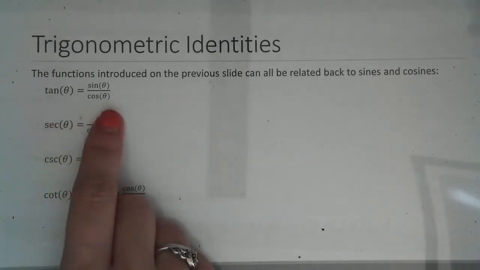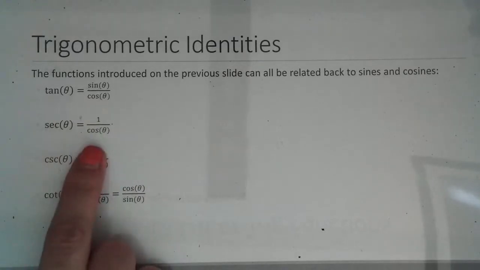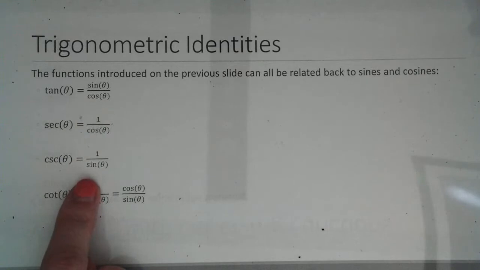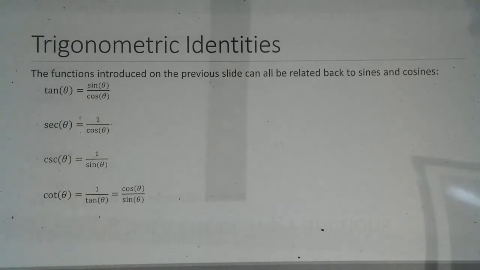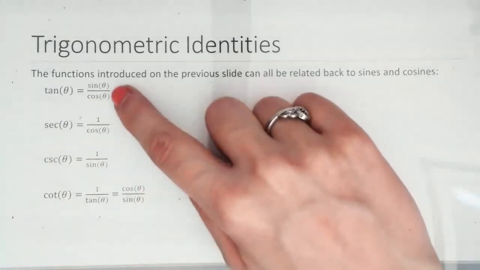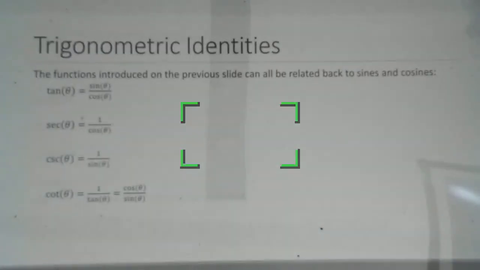So tangent of theta is equal to the sine of theta over the cosine of theta. The secant of theta is 1 over the cosine of theta, so that means it's the reciprocal of cosine. Cosecant of theta is equal to 1 over sine of theta, so that means cosecant is the reciprocal of sine. And then the cotangent of theta is 1 over the tangent of theta, which means it's the reciprocal of tangent. And if we flip the fraction that tangent is equal to, sine over cosine, we get that cotangent can also be written as cosine over sine. So these trigonometric identities are going to help us solve some things moving forward.